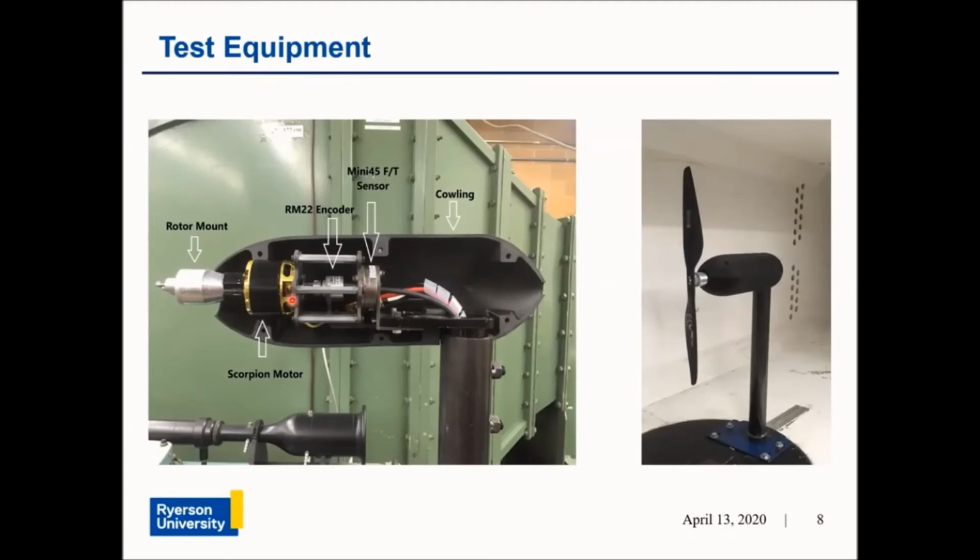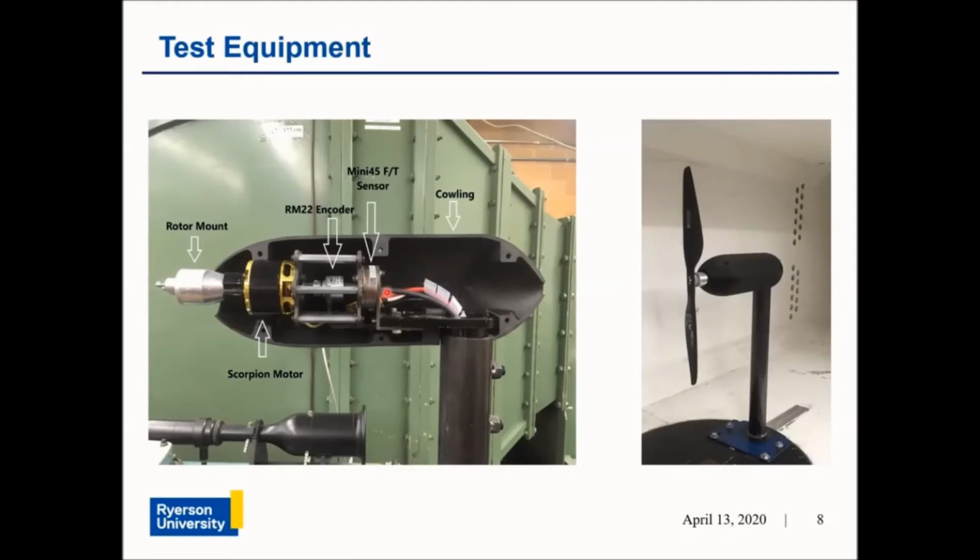The motor RPM was held constant by using a PID controller that took the RPM input from the encoder and adjusted the RPM output through the electronic speed controller back to the Scorpion motor. The Mini45 F/T sensor shown here measured all the forces and moments developed by the rotor. The outer cowling enclosed the electronics and streamlined the test section to reduce unwanted aerodynamic effects.